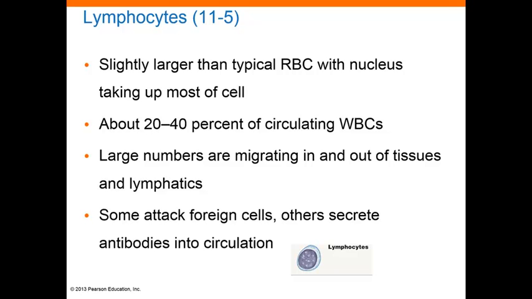Some of these lymphocytes can attack foreign cells. Others will secrete antibodies into circulation. There's two main populations of lymphocytes, the T lymphocytes and the B lymphocytes. And we'll discuss those two different populations and their roles in the lymphatics chapter more.